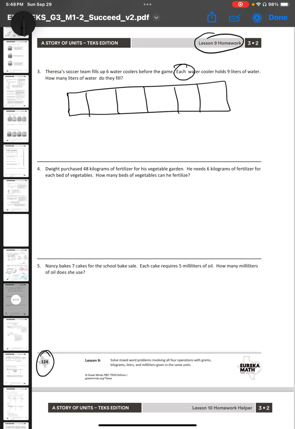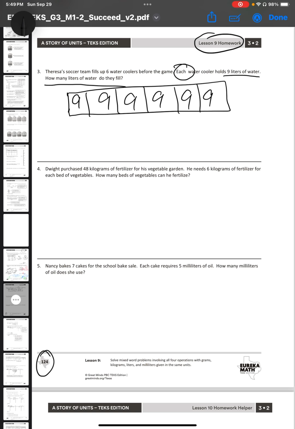Each water cooler holds 9 liters of water. "Each" has a very specific meaning. It is an important word in math. It means every single one. So this one has 9 liters, this one, this one, this one, this one, and the last one. How many liters of water do they fill?